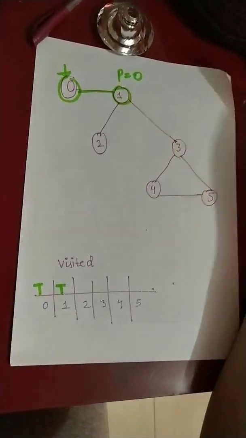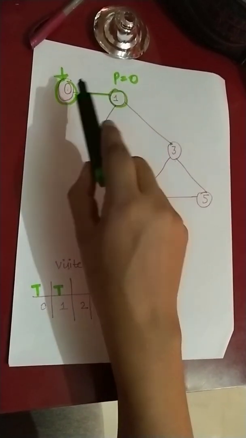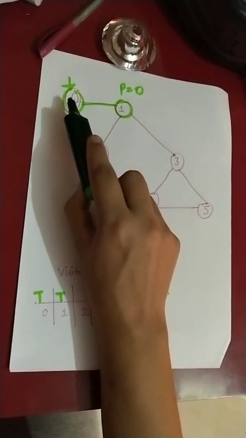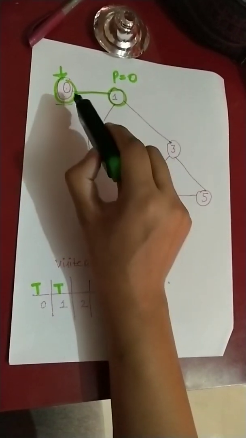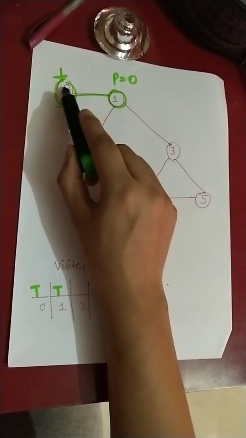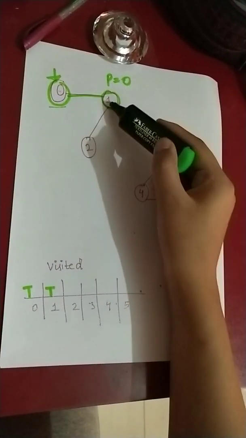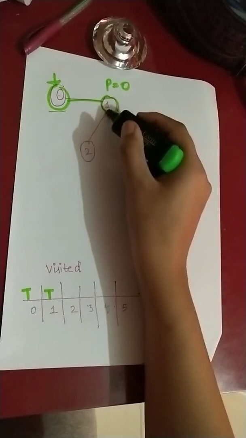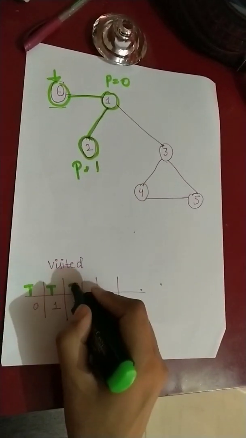From 1, I have three options: 0, 2, 3. Since 0 is the node which has made a call to 1, first of all, it is already visited. Secondly, this is the node that has made the call to 1, so I'll not go back to it. I'll go to 2. For 2, parent is 1, mark 2 as visited.